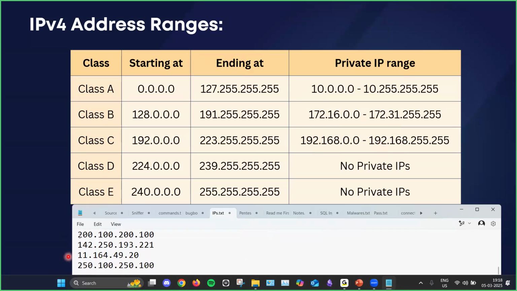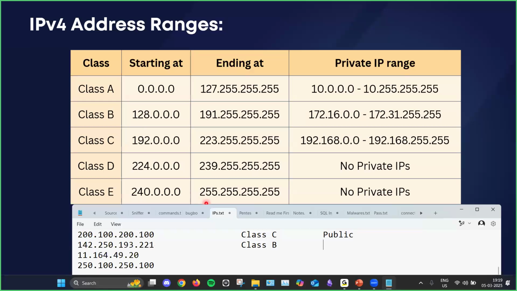Okay. Then you have 200.100.200.100. 200 is falling between 192 and 223. So therefore, this is also class C. But it's not a private IP, it's a public IP. Okay. Next one, 142.250.193.221. 142 falls between 128 and 191. So therefore, this is class B.